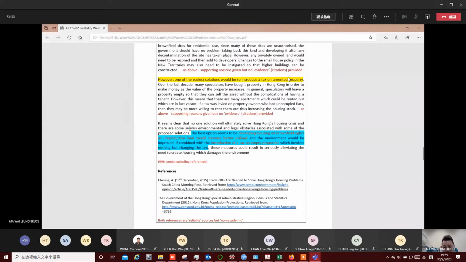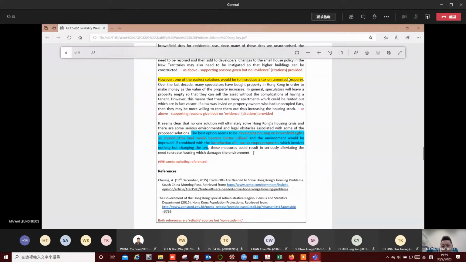Let's look at the conclusion, which is the last paragraph. It seems clear that no one solution will ultimately solve Hong Kong's housing crisis, and there are some serious environmental and legal obstacles associated with some of the proposed solutions. The best option seems to be developing housing on brownfield sites, as unproductive land would become better utilized and the environment would be improved. If combined with the introduction of a tax on empty properties, which involves nothing but changing the law, these measures could result in seriously alleviating the need to create housing which damages the environment.